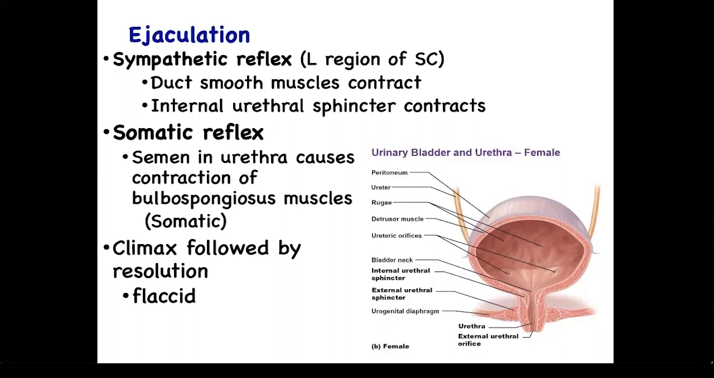A relaxed penis is flaccid. This relaxation is due to the contraction of the smooth muscles in the blood vessels that feed the erectile tissue and the trabeculae, resulting in a decrease in blood in the vascular sinuses. Climax or orgasm is followed by a latent period. During this period, the male is not able to achieve an erection.